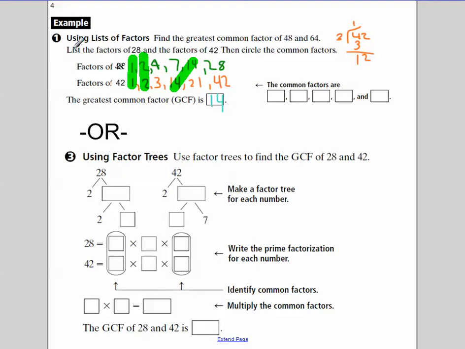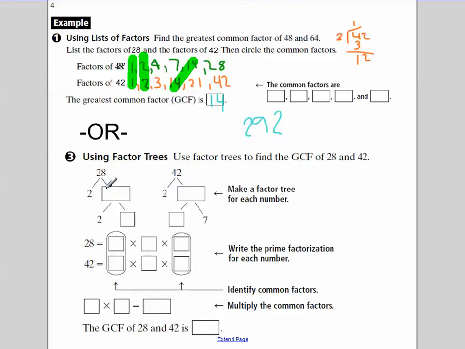So this is one way that I can find the greatest common factor. I can make a list of my factors. And this is easy enough to do when these are numbers that I pretty much know my factors for. But when my numbers start to get really large, like 292, I don't know all of the factors because that's a really large number. So when I have large numbers such as 292, using a factor tree might be quicker to do.